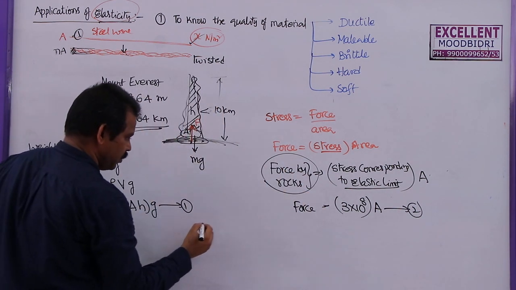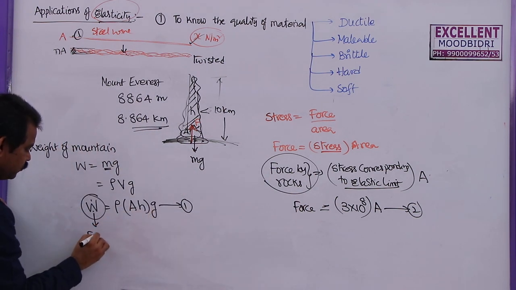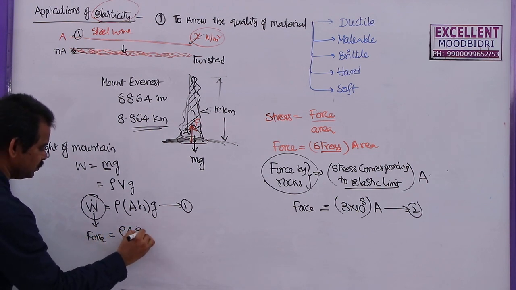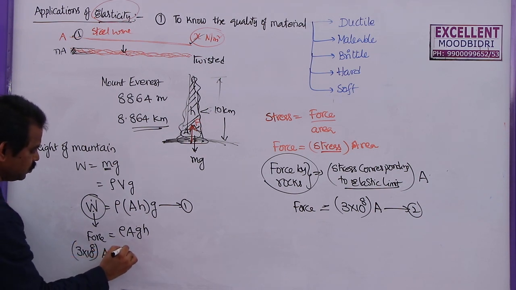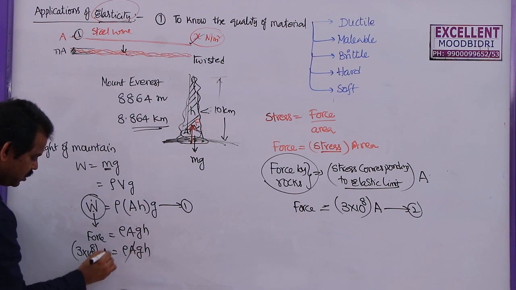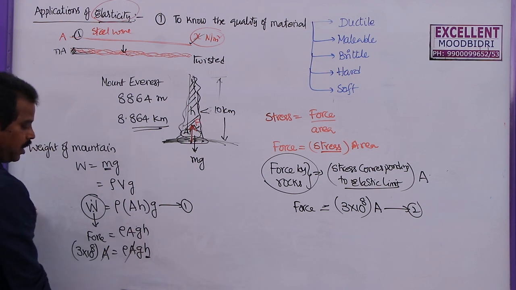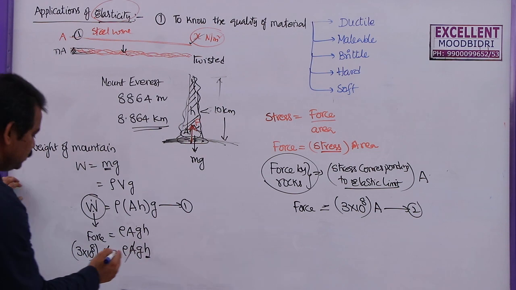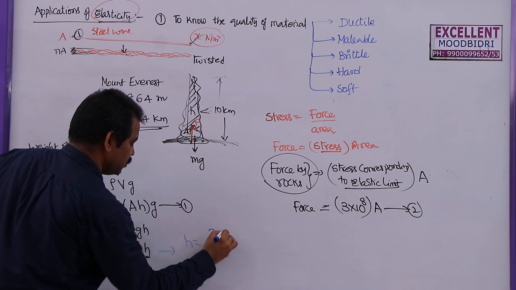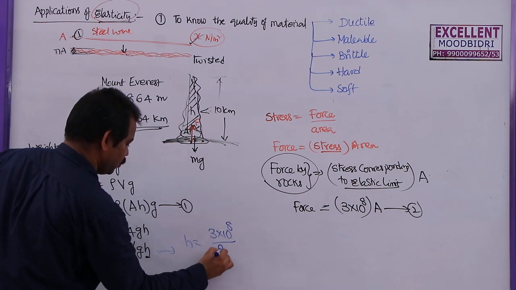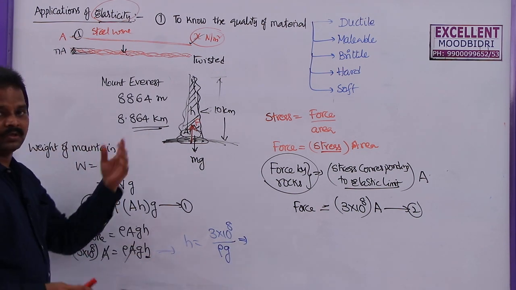Now equate these two. What do I get? This force is equal to rho A g h. So 3 into 10 power 8 into A is equal to rho A g h. Here A gets cancelled. What is h? h is the height of the mountain. So the height of the mountain is h equal to 3 into 10 power 8 by rho g. This is the value that determines the height of the mountain on the surface of earth.